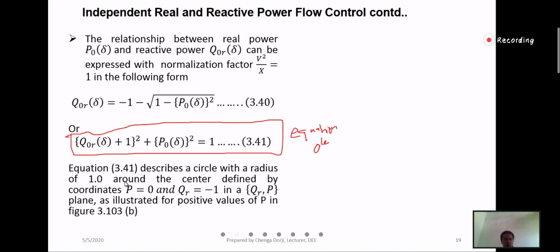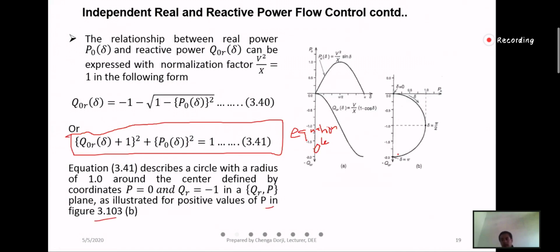So now this equation 3.41 actually describes a circle with radius of 1 around the center defined by the coordinate p is equal to 0 and q is equal to minus 1 in the PQ plane, as illustrated for positive values of p in the figure. So these are positive values of p, and then negative values of q. So this is what you have.